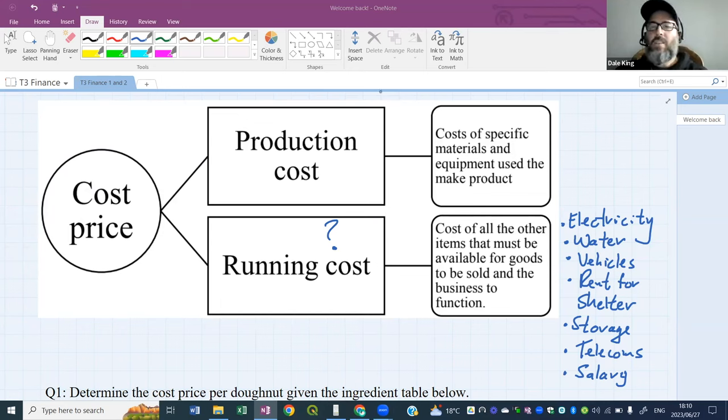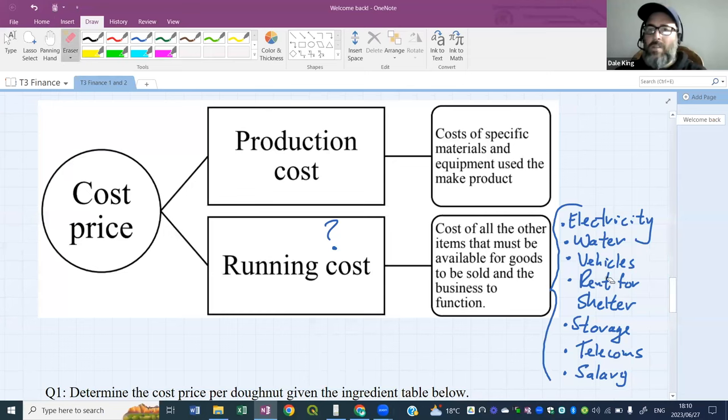So it's not just that I want to make shoes, I'm going to buy some leather to make some shoes and then I'm going to make money. No, there are going to be costs to buy the leather to make the shoes. But if you really want to establish your business, you've got to think of all of these running costs for your business. And in managing your business, you want to try and keep these down to a minimum.